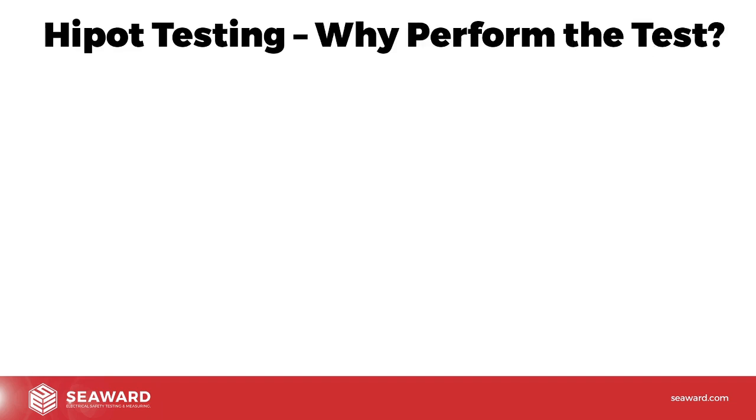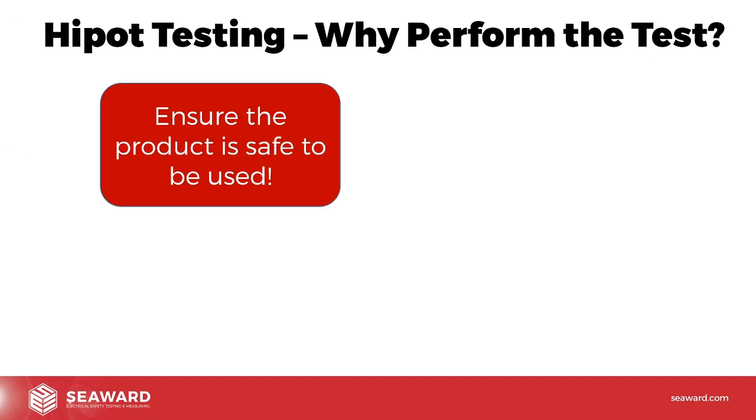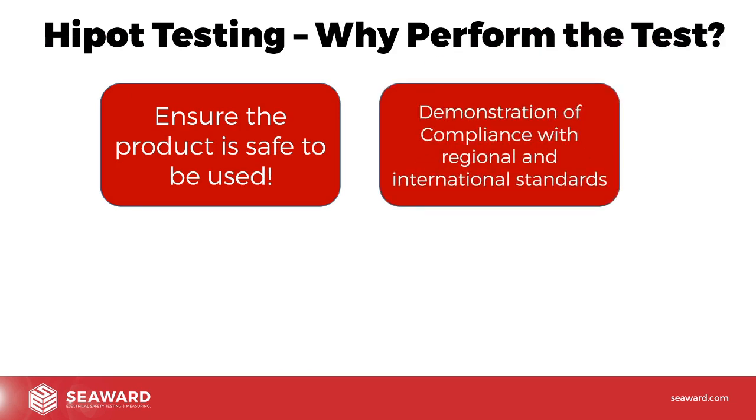So we've now got our common definitions. Let's talk about why we perform the test. Well, the ultimate reason for doing it is we want to ensure the product is safe to be used. The point of a safety test is to make sure the product is safe, and that's why we do the Hipot test. By doing that test, we can also demonstrate compliance with regional and international standards, as well as our legal requirements in terms of directives. So things like the Low Voltage Directive, we can demonstrate our compliance with that by following a standard that recommends a Hipot test.